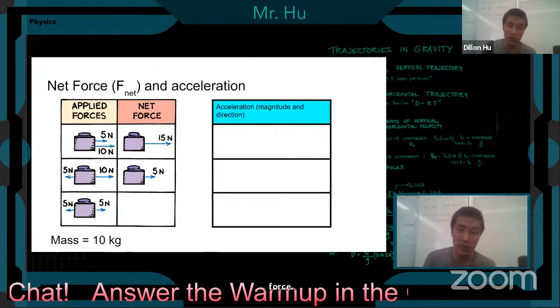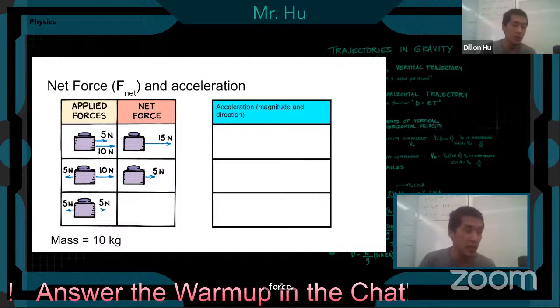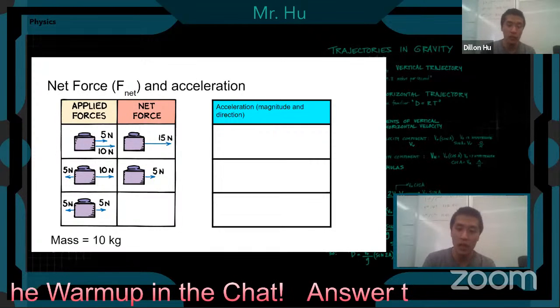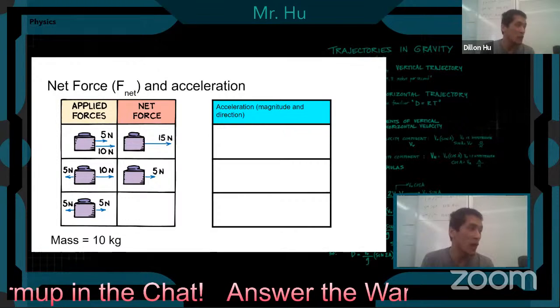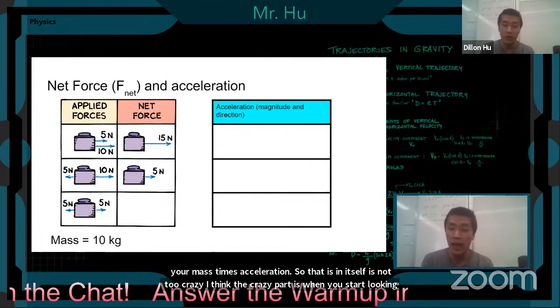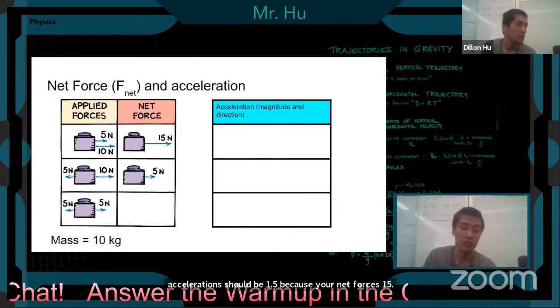So the first acceleration should be 1.5 because your net force is 15 newtons and your mass is 10. Your force divided by your mass is 15 divided by 10, which is 1.5. So your acceleration is 1.5 meters per second squared to the right. Your second one is 5 newtons divided by 10 kilograms, so 0.5 meters per second squared. And for the last one, your net force is 0, so your acceleration is going to be 0.